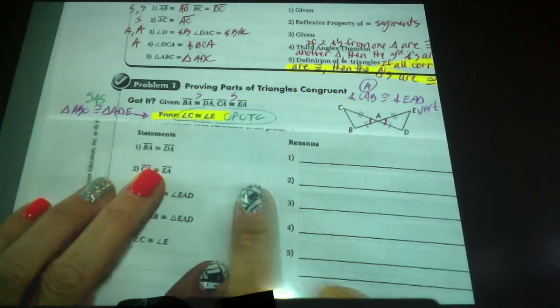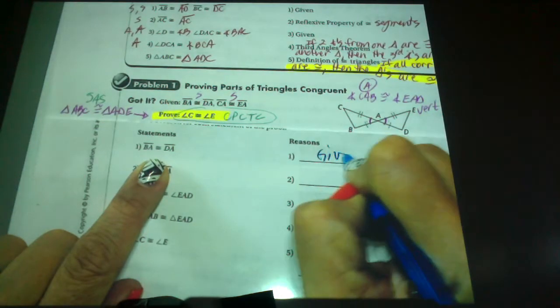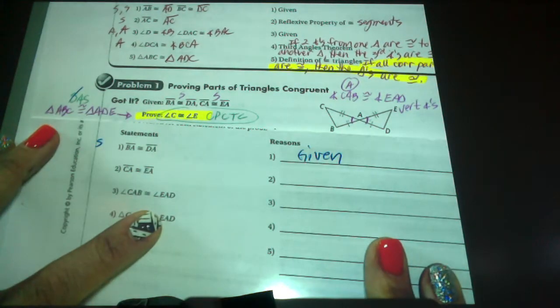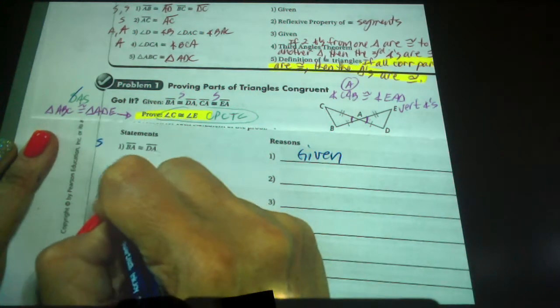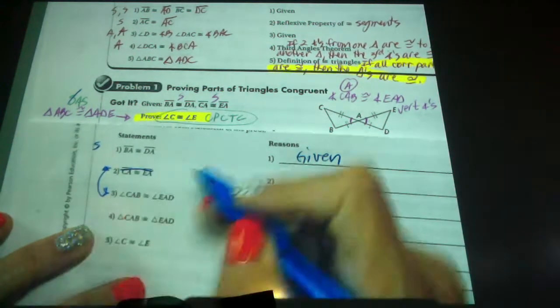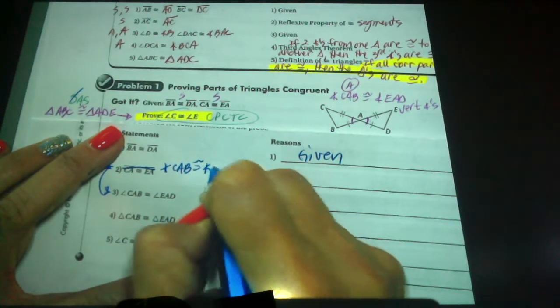So here we go. BA is congruent to DA. That's our side over there, and that was in our given, right? And so that's our side. So I'm going to check off my S. Now, do I agree with what they did here? No, I want these ones switched around. Me personally, if I were doing the proof. So if I were you, I'd cross this out. And I would put angle CAB is congruent to angle EAD.